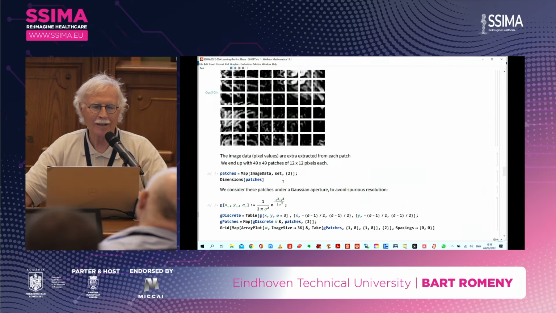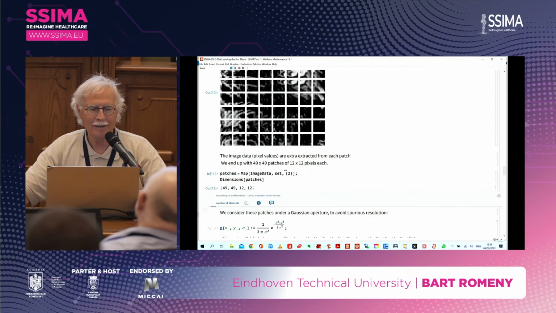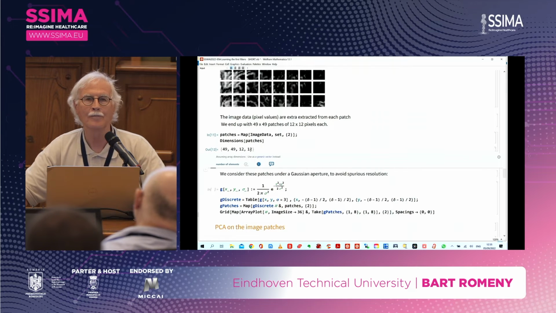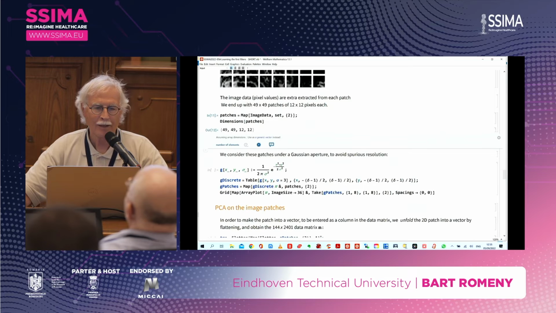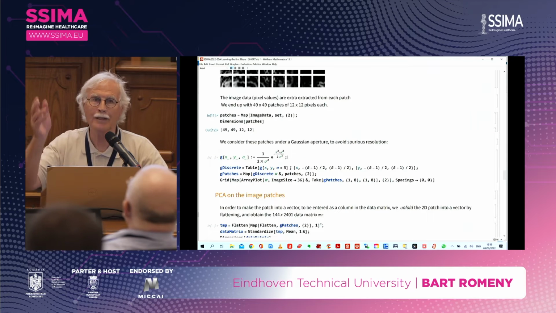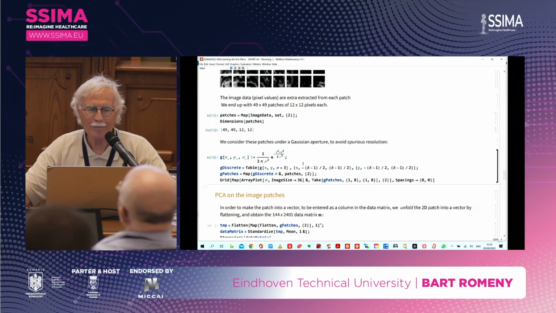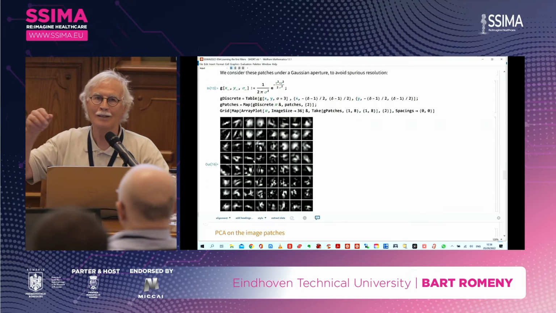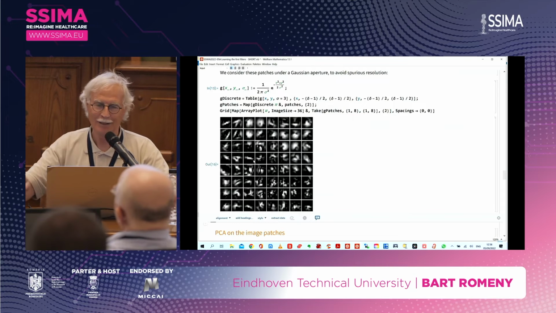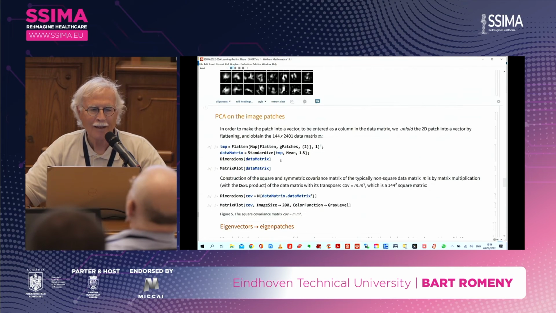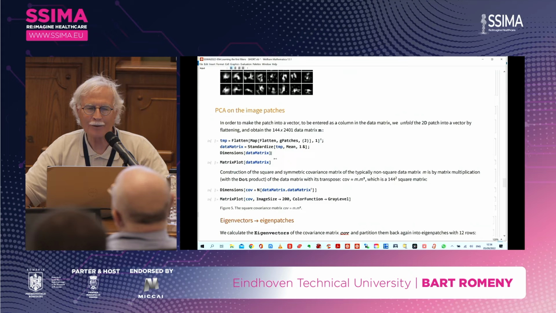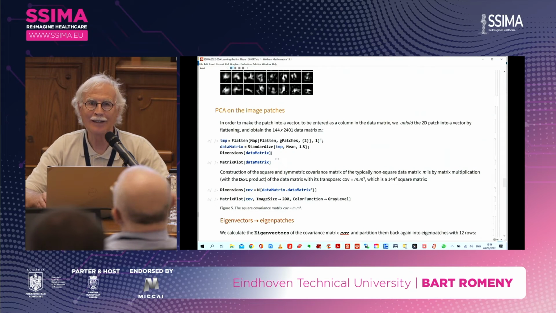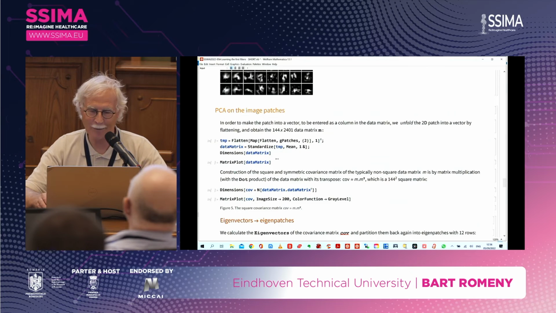But if I have a look at how these images look like, I have 49 by 49 images, each 12 by 12. So this is what I see. But of course, I have a Gaussian window. So now, this is actually what I see. So every patch has now, with the edges removed, a nice smooth window. And now I go do a mathematical trick. It's called PCA, Principal Component Analysis.